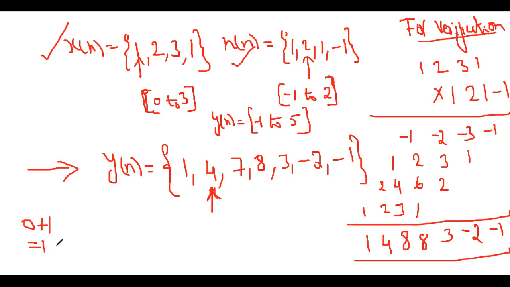0 plus 1, the value is 1. So you can keep the arrow mark of y of n after one sample.